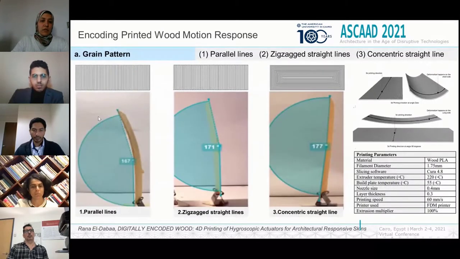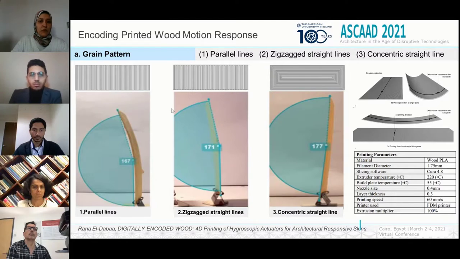Three grain orientations were tested. The first one was the parallel grain orientation with 0 degree grains. The second one was zigzag straight lines, and the last one was concentric straight lines. The results showed that the highest deflection value was mainly in the parallel lines, with 167 angle of curvature, followed by the zigzag straight lines, and finally the concentric straight lines, which show a very slight motion but with a double curved surface.